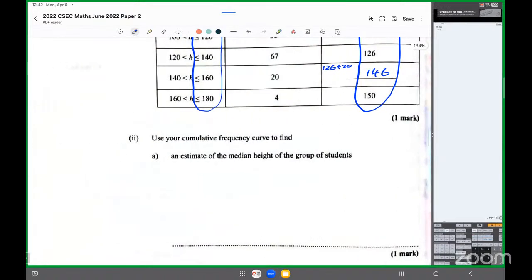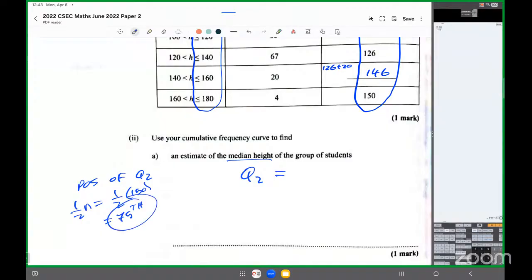All right, so that says use the graph to find an estimate of the median height. Median height is Q2. Remember, Q2 is the median. And Q2 corresponds to the height of the student in the middle of the distribution, where there were 150 students. So the position of Q2 would be half n, which would be half of the 150 students, which would be the 75th student. This is just the position of Q2, not Q2 itself.